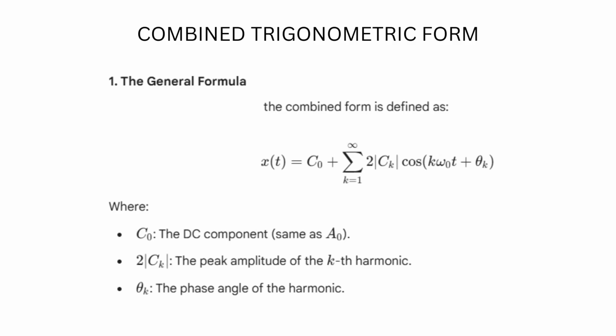The combined form is defined as x of t equal to c sub 0 plus the summation from k equals 1 to infinity of 2 times the magnitude of c sub k times cosine of the quantity k omega naught t plus theta sub k, where c naught is the DC component, same as a naught, and 2 times the magnitude of c sub k is the peak amplitude of the kth harmonic. Theta sub k is the phase angle of the harmonic.